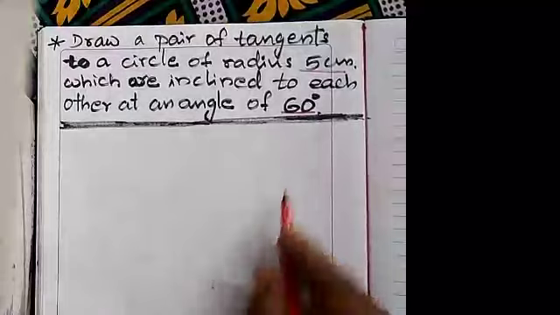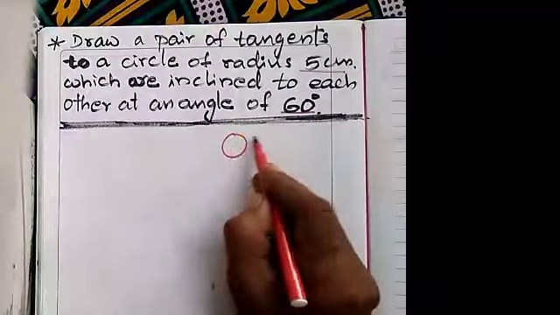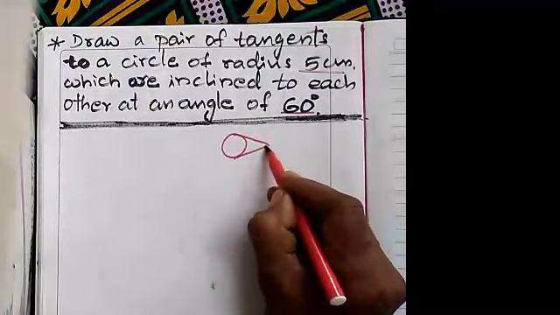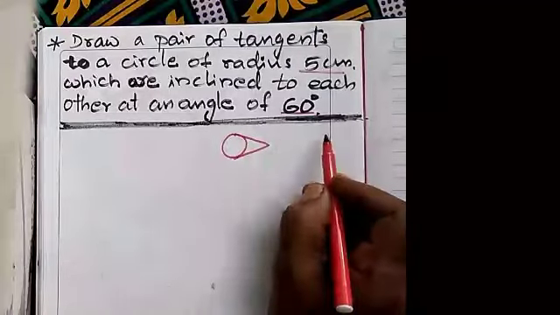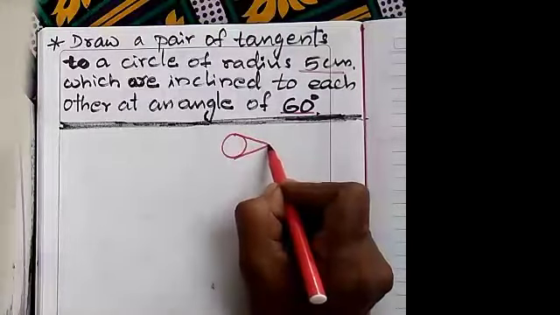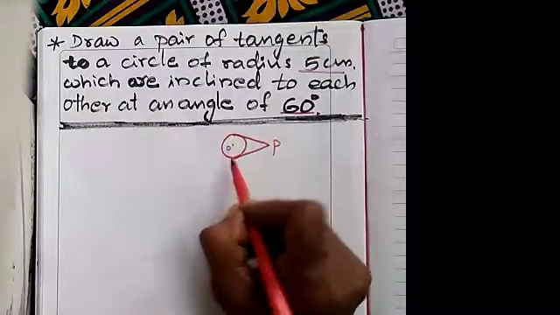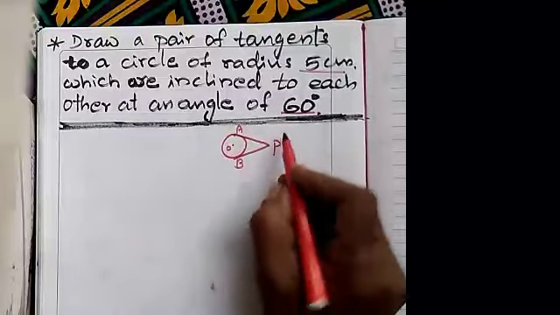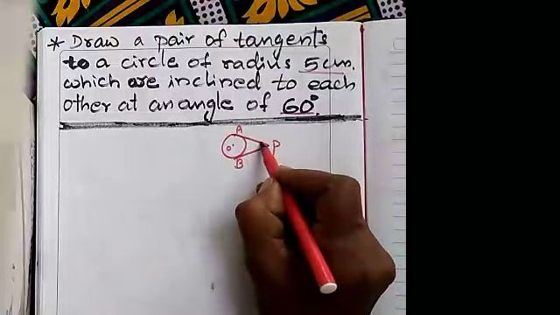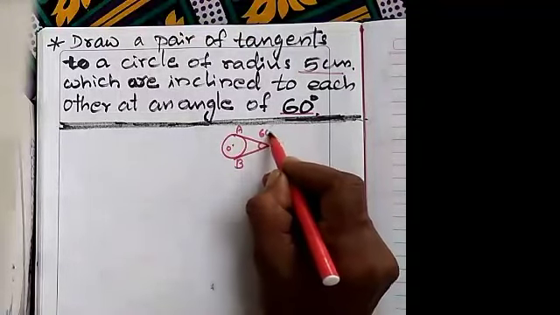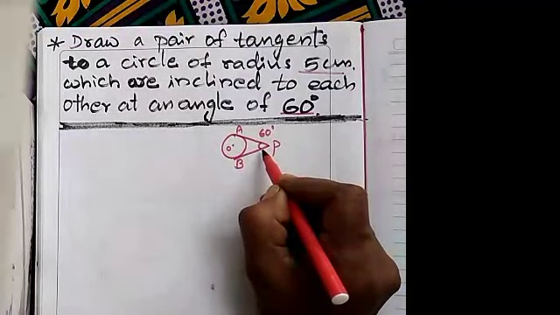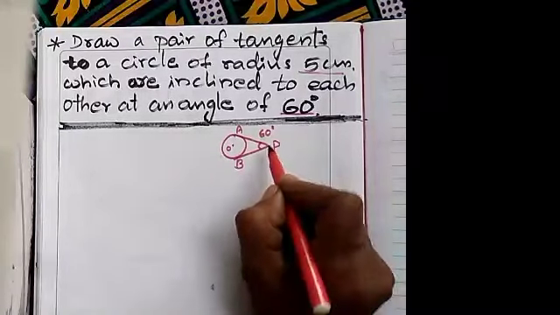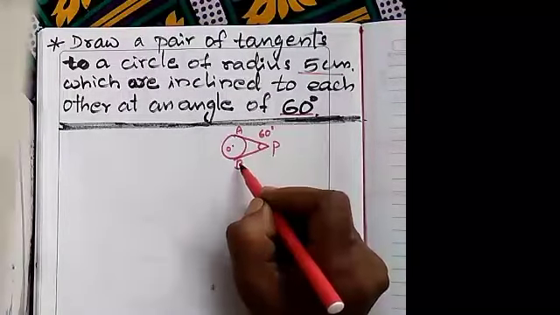So if you are drawing a rough figure, here it is a circle, and you can see the two tangents. Suppose the external point is P and the center is O. You can select PA and PB. These two tangents, PA and PB, make an angle of 60 degrees here. Now by using this idea we need to construct PA and PB.